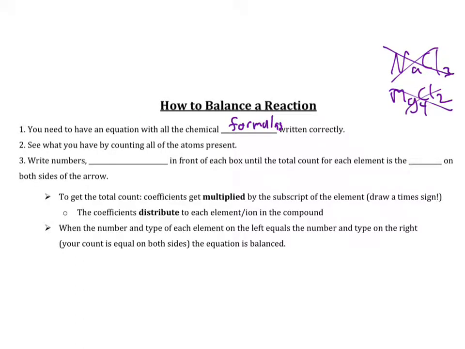Now, step 3 is we want to write numbers, which we call coefficients, in front of each box until the total count for each element is the same on both sides of the arrow. Now, to get the total count, the coefficients multiply the subscripts. Whatever coefficient you put in front of a compound multiplies all of the elements or ions in that compound.